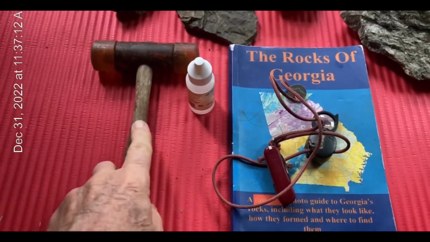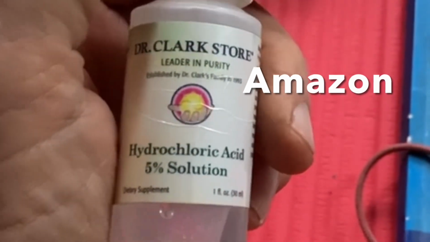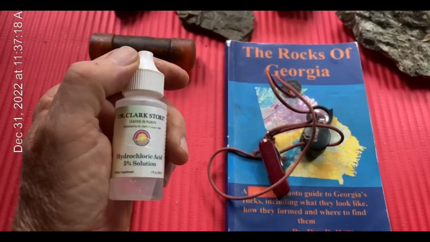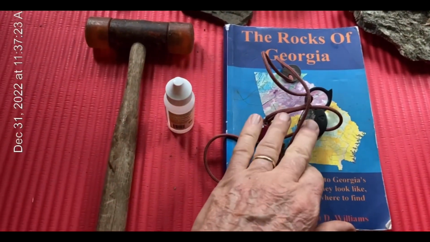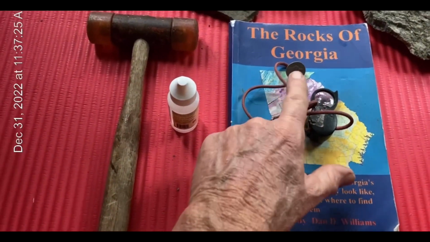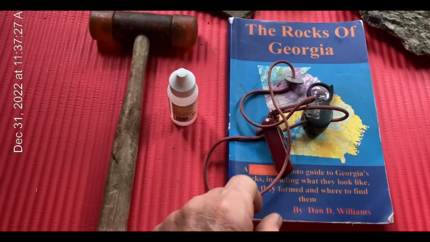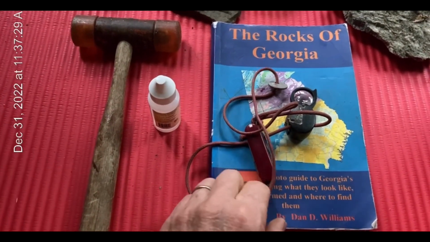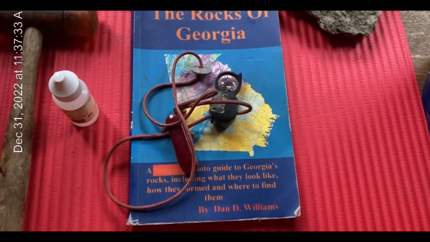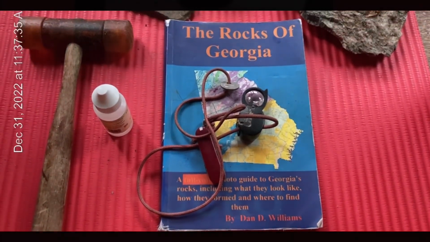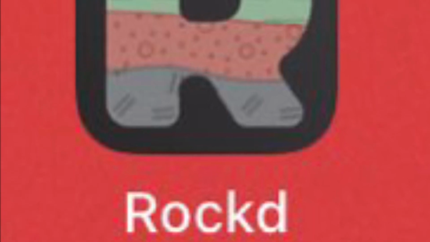I have my tools for identifying rocks. I have a hammer to break rocks. I have my 5% HCl solution, to test for limestone, dolomite, and marble. I have a hand lens. I have a nickel to scratch for biotite. And I have a knife, and I have the book, The Rocks of Georgia by Dan D. Williams, that you can get on Amazon Books. I also have the Rock D app for phones, a very useful tool indeed.